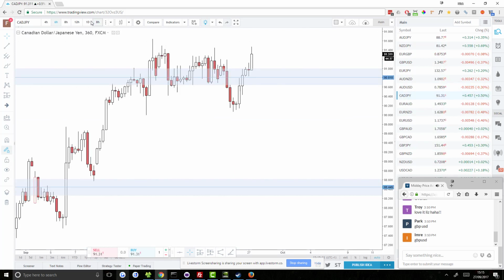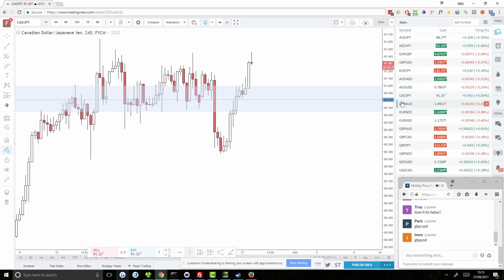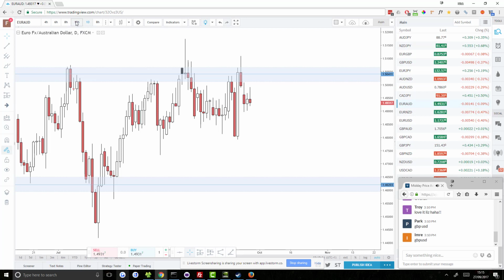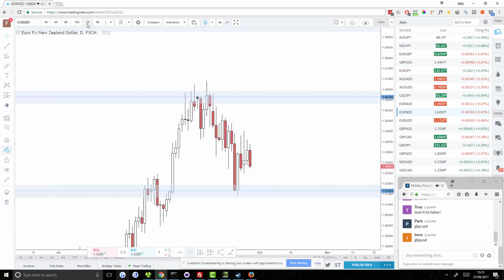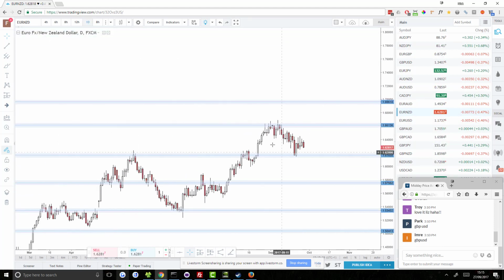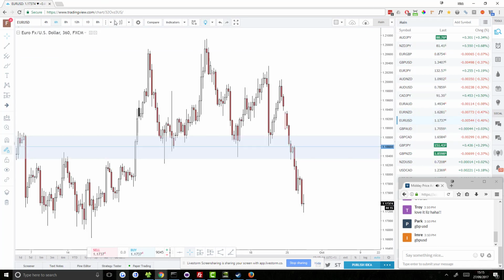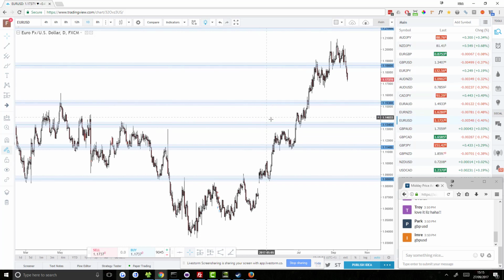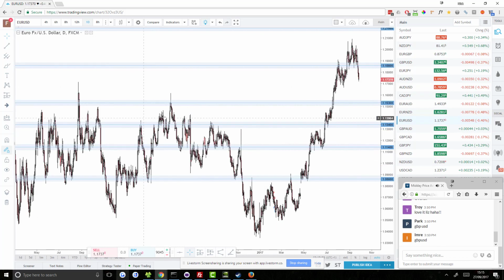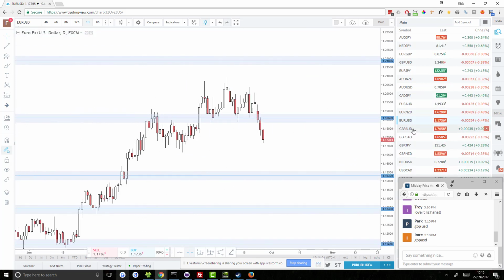All right, CAD/JPY. No, nothing much here. It's broken above resistance. Euro AUD, nothing much there. Euro New Zealand. It's in between support resistance, so can't spot any trades there. Euro USD. Euro USD is starting to trend down, but it's in between support resistance also, so I can't really see any clear setups here.